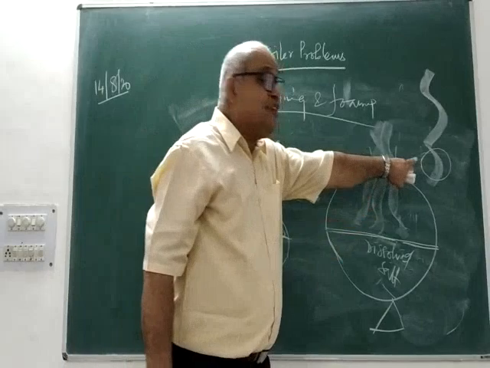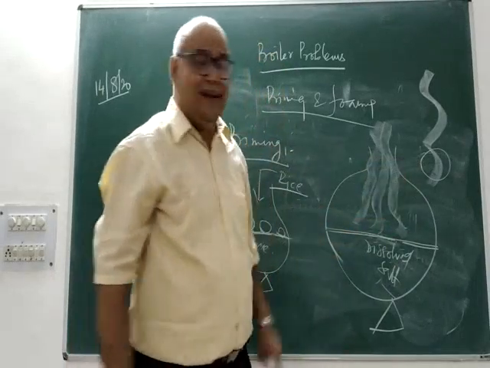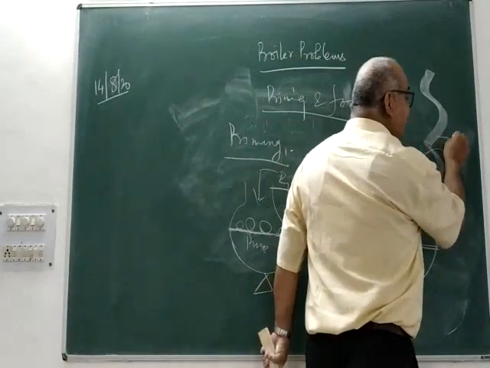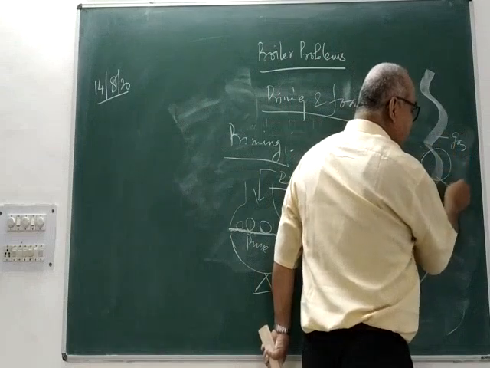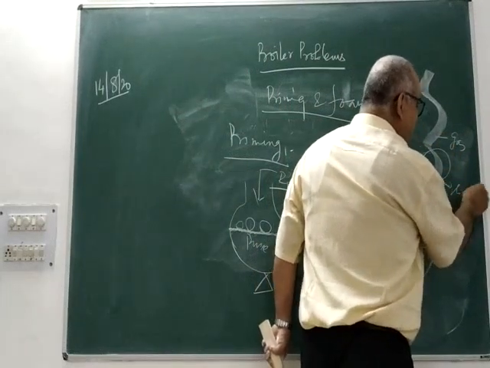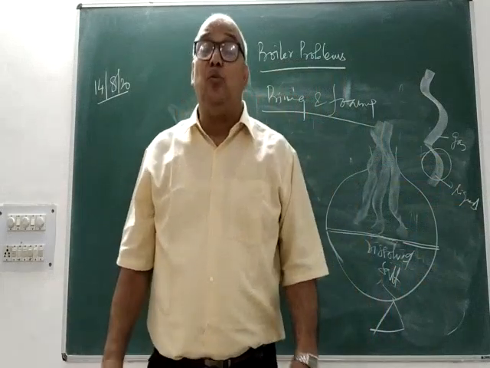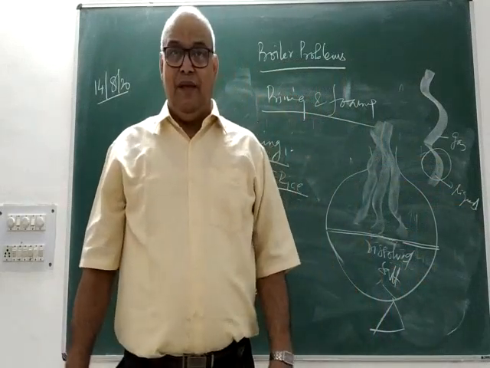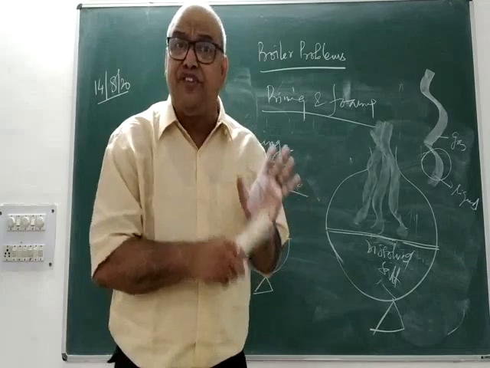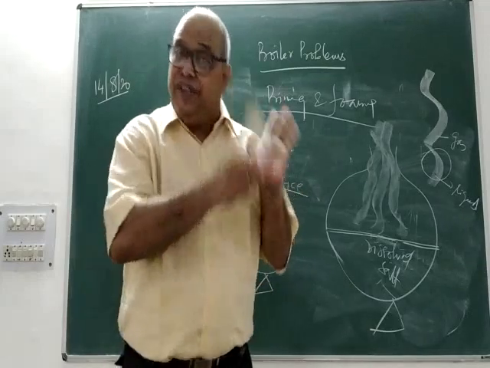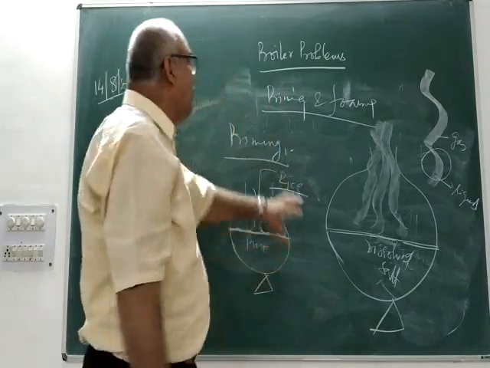And if they come in contact, what will happen? Let us see. Your steam is gas. Water bubble is liquid. So if a gas comes in contact with a liquid, your gas will become wet. This kind of wet steam formation, I repeat, this kind of wet steam formation is known as priming.